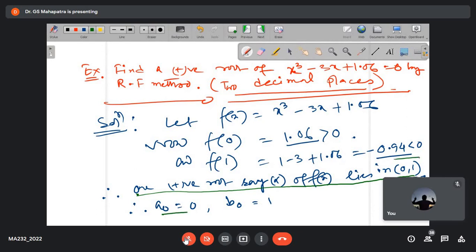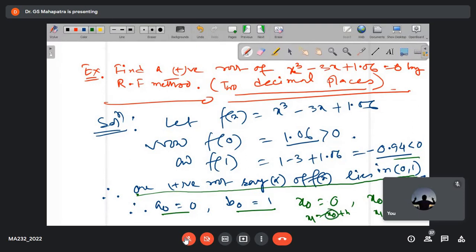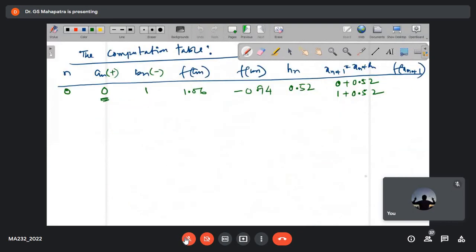So what is an? a0 is 0, b0 is 1. That means somewhere x0 is there. If you consider any n between them, x0 is there. So now x0 is, say, 0 if it is 0, or 1 if it is 1. If you consider x1, that is x0 plus h. If it is 0, it's fine, 0 plus h. If it is 1, 1 plus h. You just see the next one, it will increase.